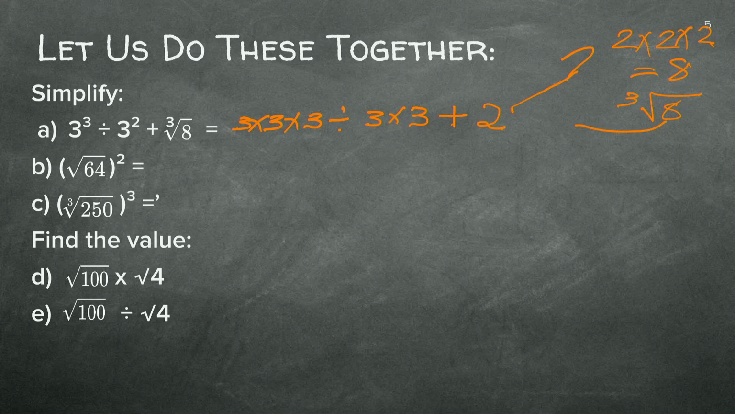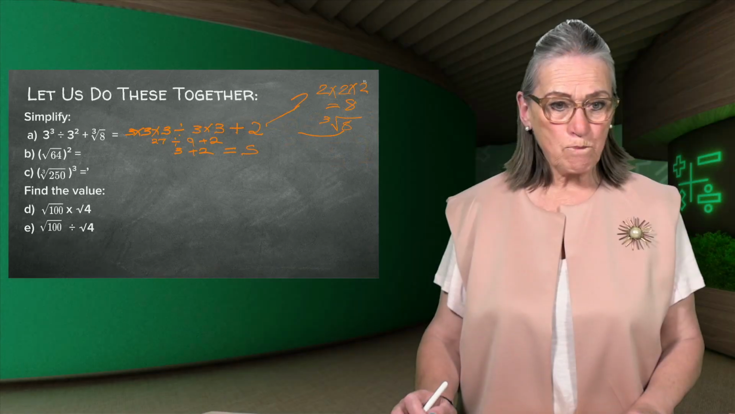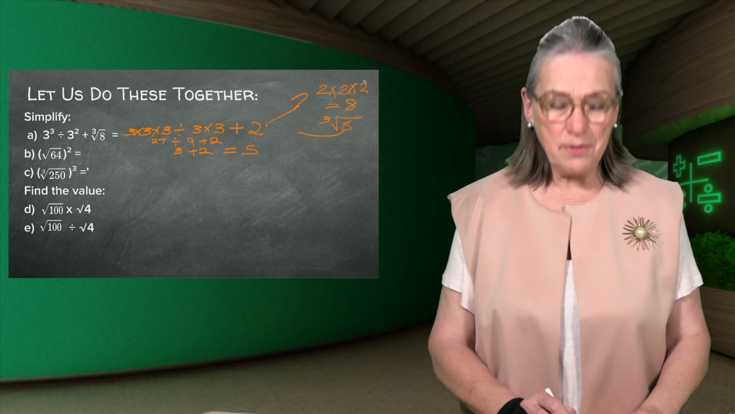So now we have to multiply this first, right? Remember, division and multiplication first. 3 times 3 is 9, times 3 is 27. Divide by 3 times 3 is 9, plus 2. So what is 27 divided by 9 is 3. 3 plus 2 equals 5. There's our answer. Okay.